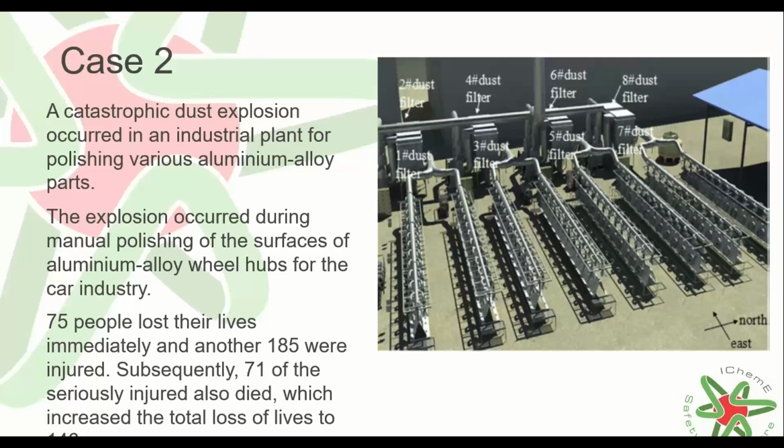For the second case, I also inserted a picture so that it is more visual for you. There was an accident in August 2014. A catastrophic dust explosion occurred in a large industrial plant for polishing various aluminium alloy parts. The explosion occurred during manual polishing of the surfaces of aluminium alloy wheel hubs for the car industry. It's quite a typical one, I think, and that's why I mention that there was an earlier, past incident that was really alike, and that's why the learnings are quite important.